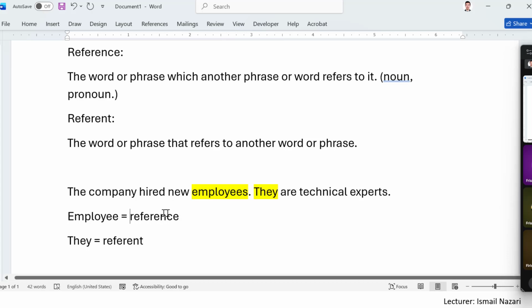Why do we call it reference? Because another word refers to it. Another word refers to employees. So this is called reference. Now referent: this word refers to another word. One is like a receiver, and something else refers to it.